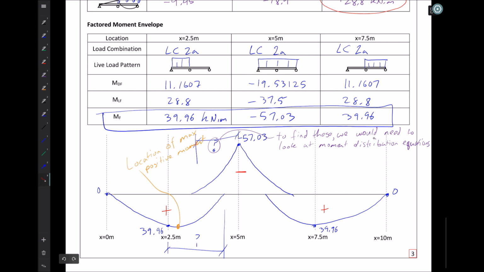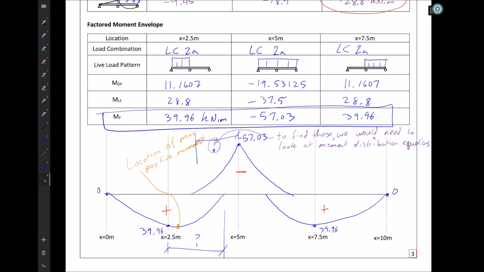So the length over which we've got negative moment up here is going to be the length over which we need to reinforce the top of a concrete beam. And the length over which we have positive moment is going to be the length over which we need to reinforce the bottom of the concrete beam.